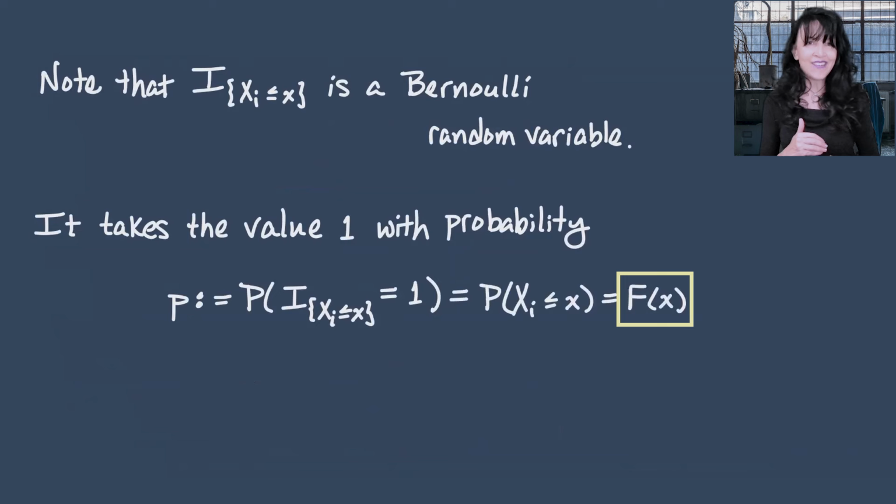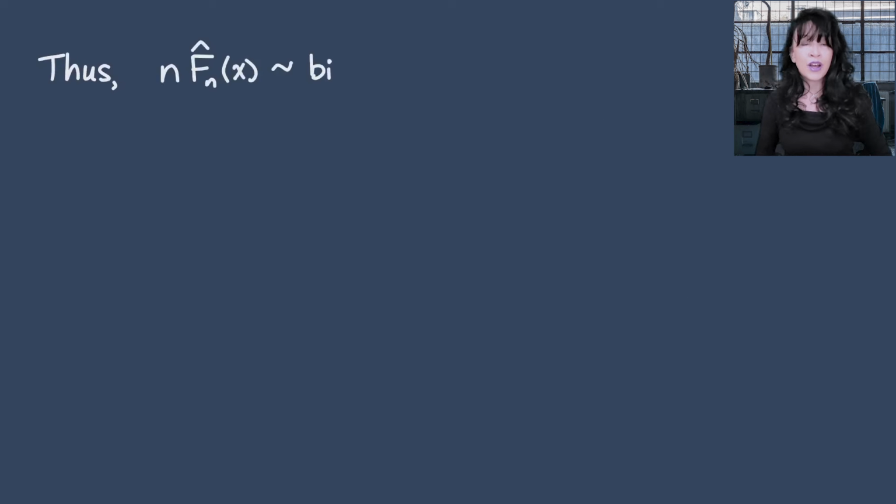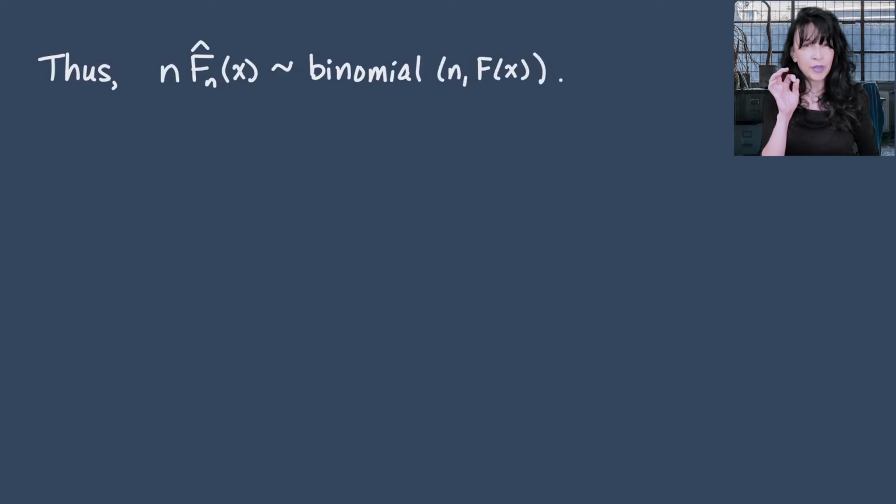So I want to look at now the distribution of not just a single indicator, but the entire empirical CDF, which looked like this. This 1 over n is going to make things just a little bit tricky, not too bad, but I want to get rid of it for the moment and move this to the other side so that we're just looking at a sum of indicator random variables. And as you know, the sum of Bernoulli random variables, if they're IID, has a binomial distribution. The first parameter is the number of Bernoullis you're adding together, and the second parameter is that success probability, the probability of seeing a 1 in the Bernoulli distribution, the little p, which we said was capital F of x.